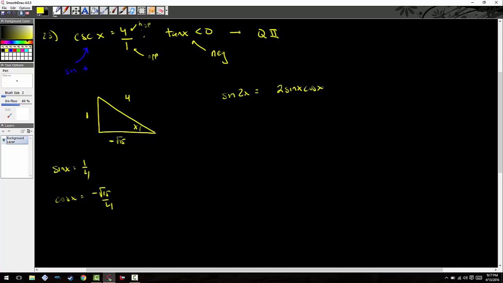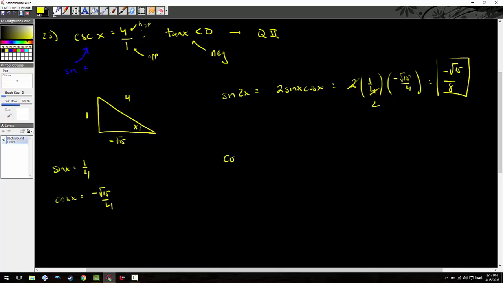So now I just punch those things into here, so I end up with 2 times 1/4, because that is what replaces the sine x, and my cos x is going to get replaced by negative rad 15 over 4. At this point, these guys knock each other out. You end up with a 2 down here. 2 times 4 is 8, negative rad 15 over 8 becomes the answer.